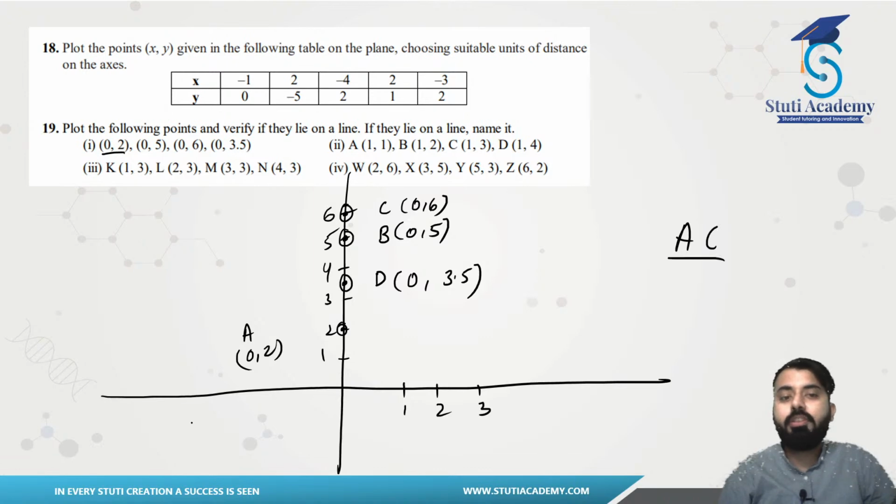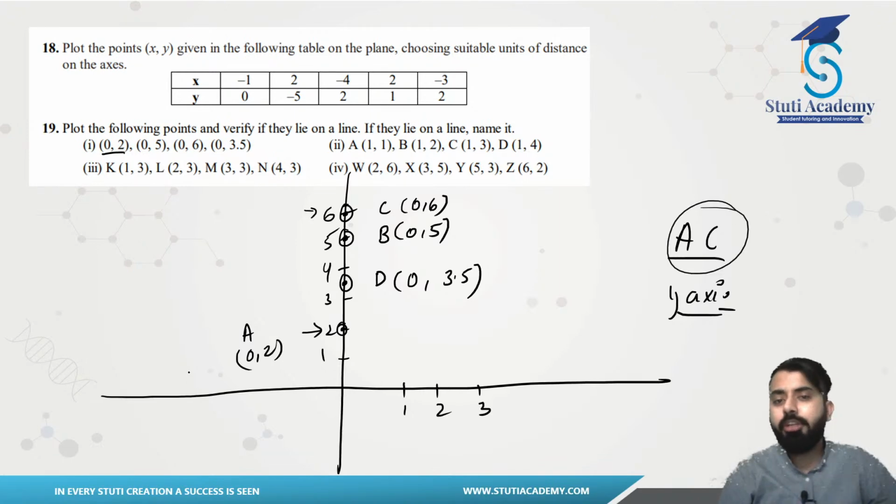Let's say the name is AC, since this is our first point and that is our last point of this one. So that will be AC, or you can say just y-axis. But we do have to name them. So name that line. So we are going to name it RAC. So I hope you guys understand this.